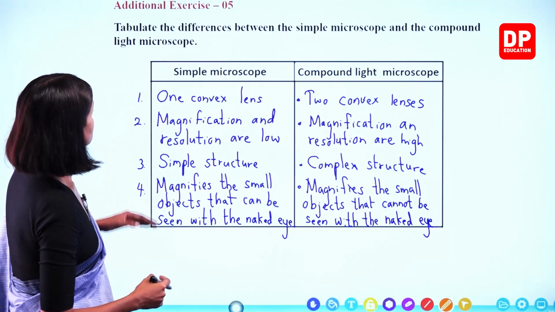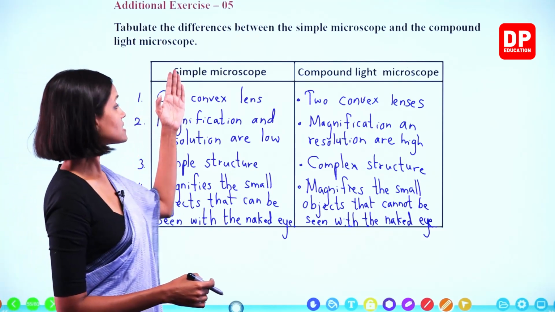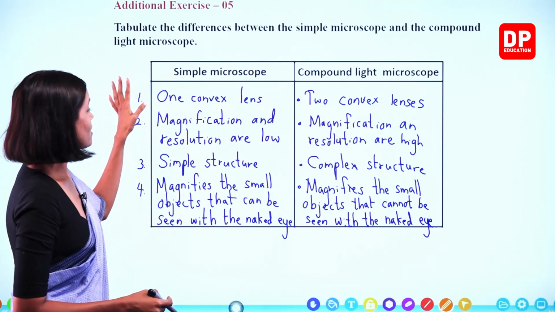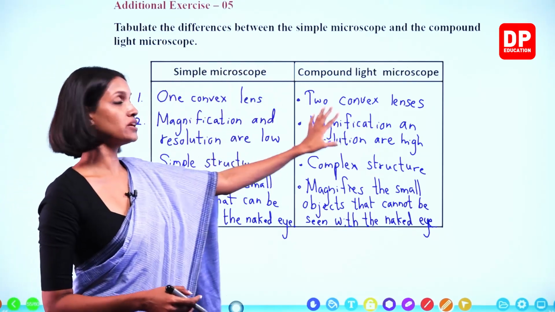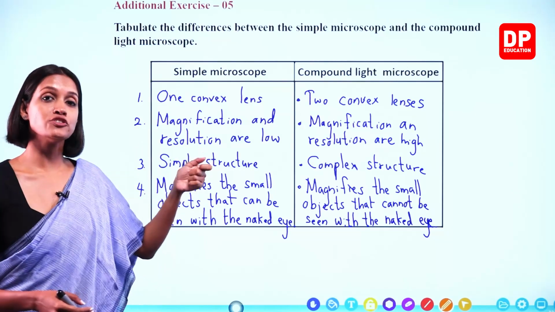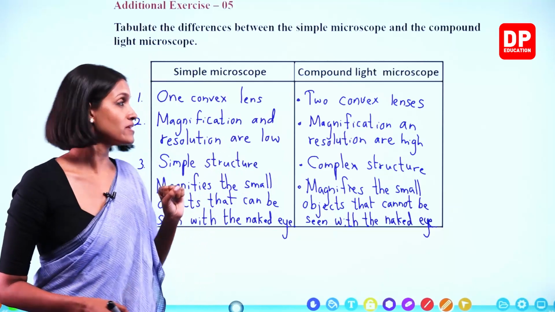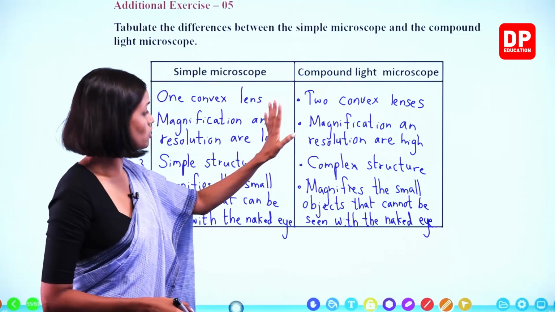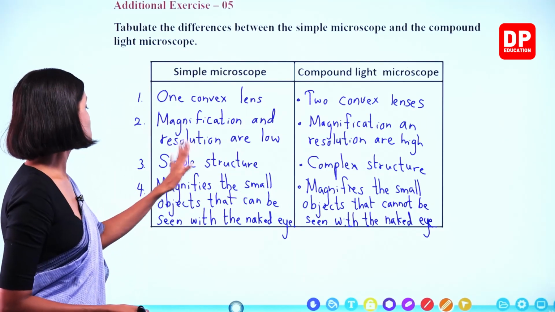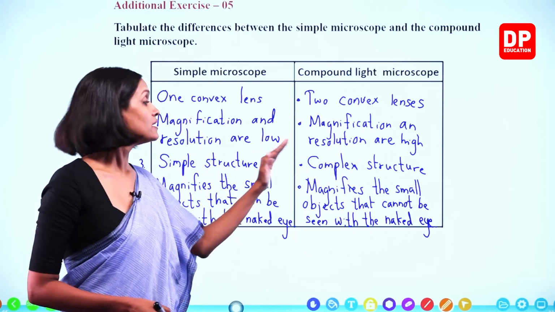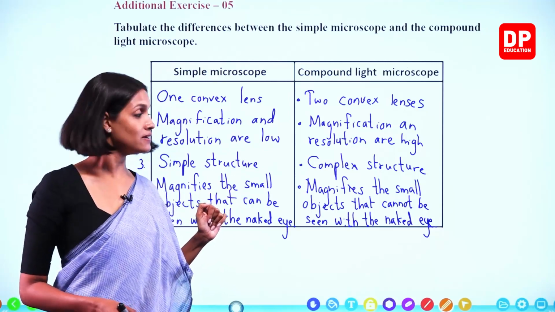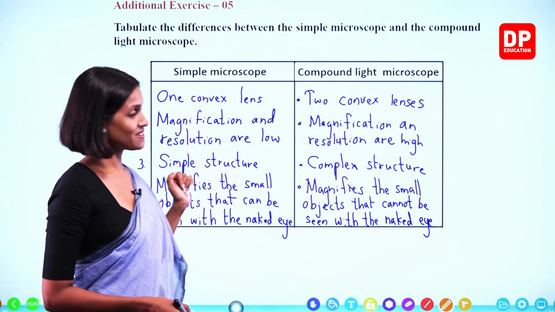Right? So simple microscope has only one convex lens. Here, two convex lenses present. Here the magnification power and the resolution power are lower than that of the compound microscope. Simple microscope structure is simple. It has only a handle, frame and the convex lens. Here the compound light microscope, it has a complex structure, right? The simple microscope magnifies the small objects that can be seen with the naked eye. Here it magnifies the small objects that cannot be seen with the naked eye. Right, children? We are moving to the next.